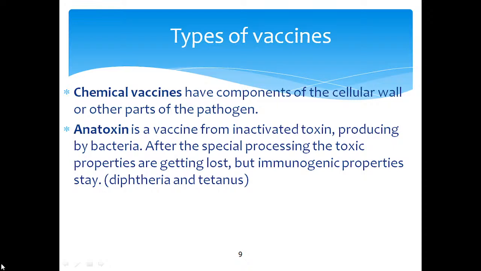Chemical vaccines have components of the cellular wall or other parts of the pathogen. Anatoxin is a vaccine from an inactivated toxin produced by bacteria. After special processing, the toxin's properties are lost, but immunogenic properties stay. For example, vaccines for diphtheria and tetanus.